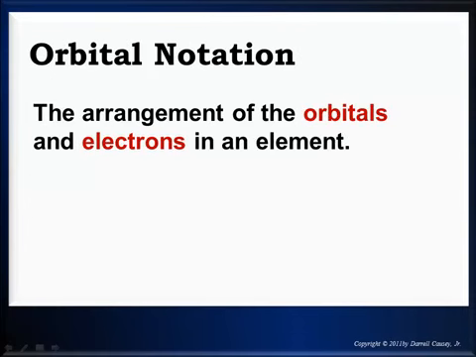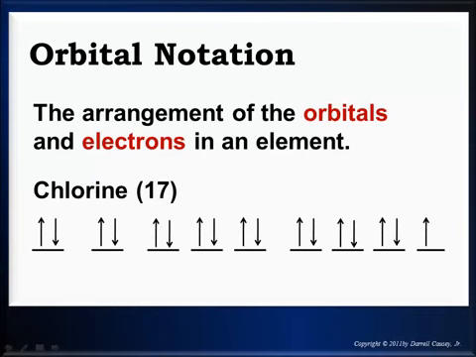But orbital notation is more interested in how the orbitals and electrons are arranged, and focuses on the placement of the electron, not so much just that there are electrons. And we use arrows to help represent that, and it would look something like this. There's chlorine, and again you can go through and count that. There's 17 electrons, and there's 1s, 2s, 2p, 3s, and 3p.